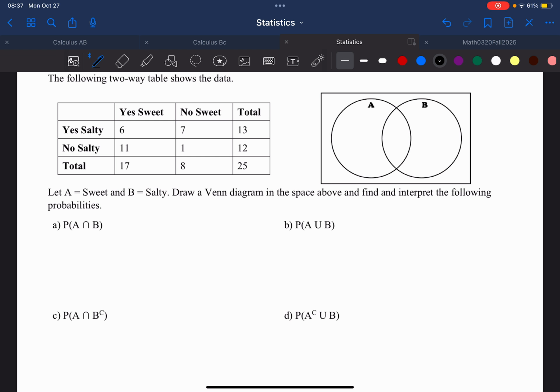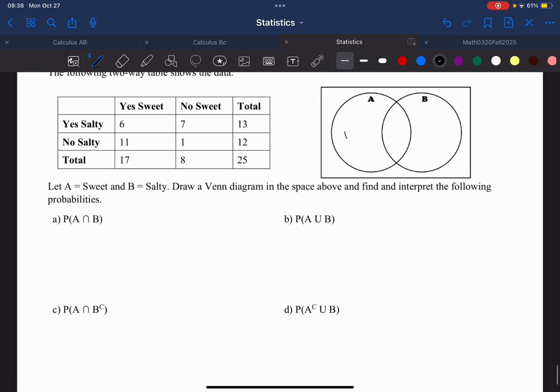Okay, so looking at the table, A is sweet. So I look at my table. Well, who liked sweet? Yes to sweet was 17. Okay, here's 17. No to sweet, that means they like salty. No to sweet was 8.